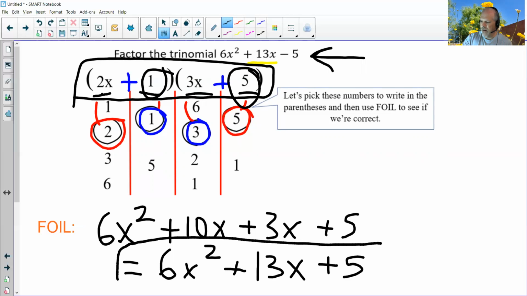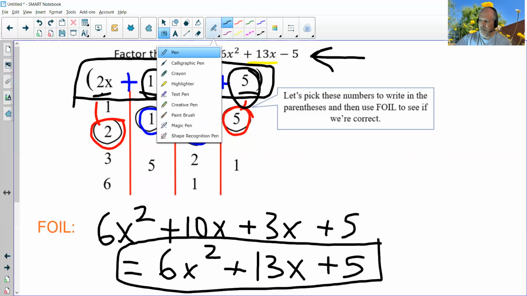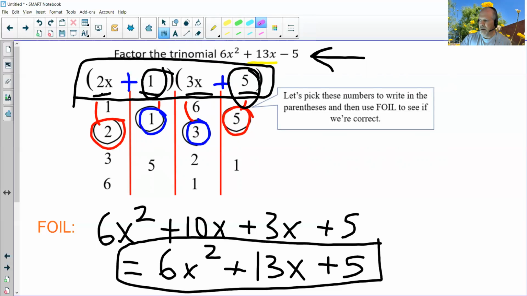So here's what I get when I multiply the two binomials. However, I have a problem because the original polynomial has a minus 5. What I just did has plus 5. So this is the check part of guess and check. The numbers I picked when I circled these numbers here, they don't work. It looked like they work, but they don't. So we go back to the drawing board and we pick new numbers.